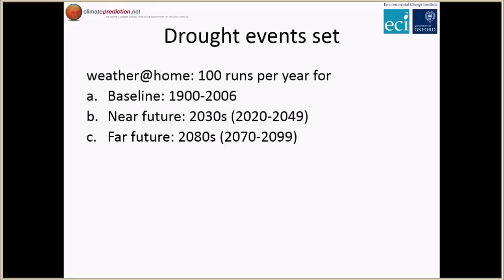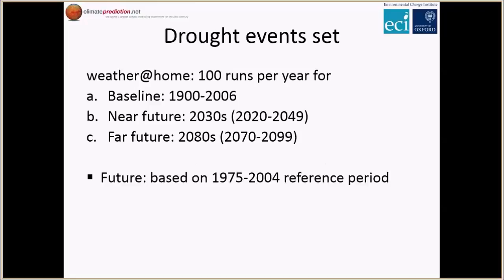So how do we then build our drought event sets with this setup? Basically, with weather@home, we run about 100 runs per year for each year within our 3 time slices. It should be noted that the future time slices are 30-year periods that are based on 1975 to 2004. This means that the sea surface temperatures are taken from these years as a reference, and the warming from CMIP5 is added to those.